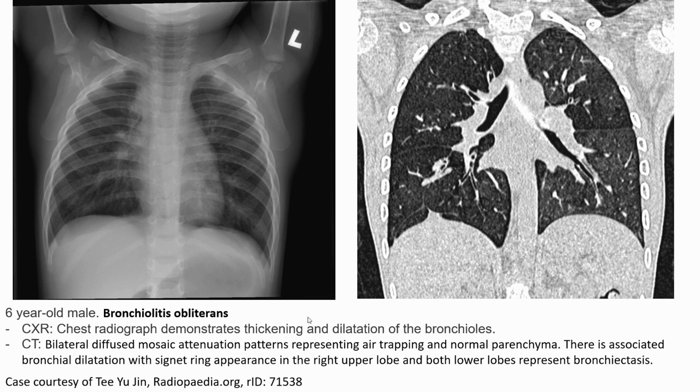This is a case of a 6-year-old male with a diagnosis of bronchiolitis obliterans. His chest radiograph demonstrates thickening and dilatation of bronchi in both lungs, but we can see clearly in the chest X-ray a bilateral diffuse mosaic attenuation pattern representing air trapping and normal parenchyma. There is associated bronchial dilatation with signet ring sign in the right upper lobe and both lower lobes, representing bronchiectasis.